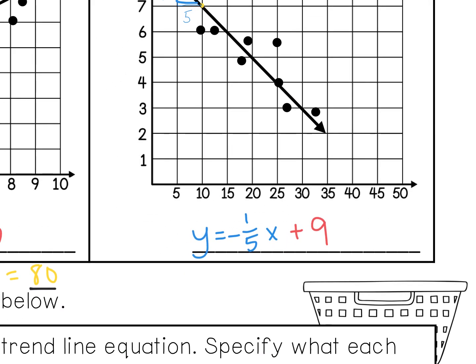So that's pretty straightforward, right? I just do rise over run, and then I look, is it positive or negative, and then I find the intercept, and I write that down, and that's it.